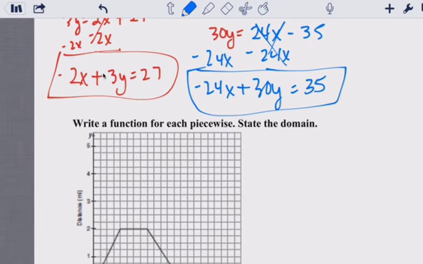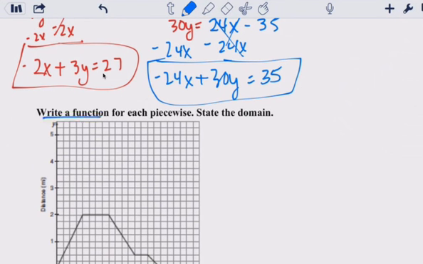Write a function for each piece. A function is f of x. That's basically y equals. Same thing. If you see f of x or y equals, that's the same as y, okay? Now, when they use the word function, it typically comes with it the function of x, which is y, is equal to.